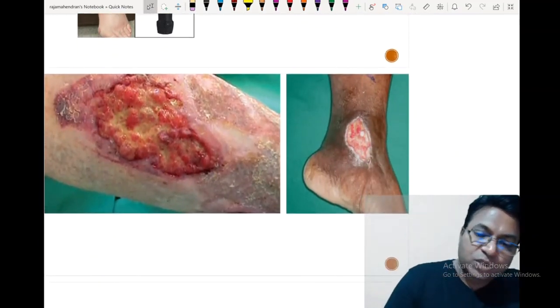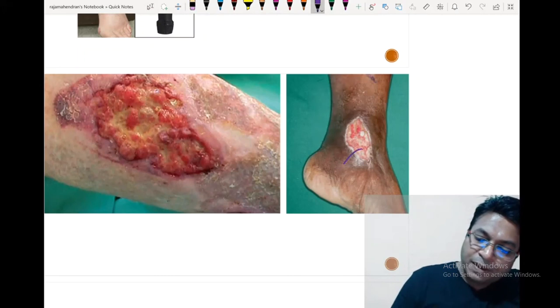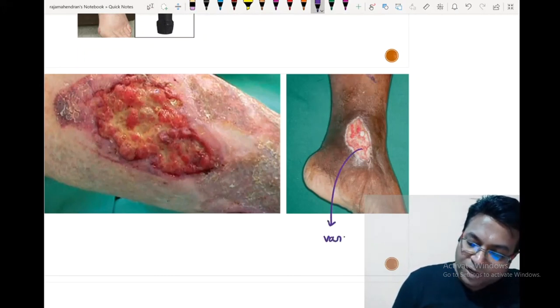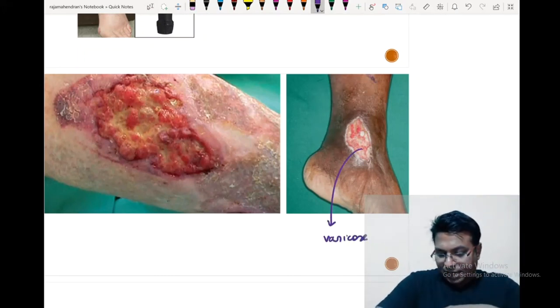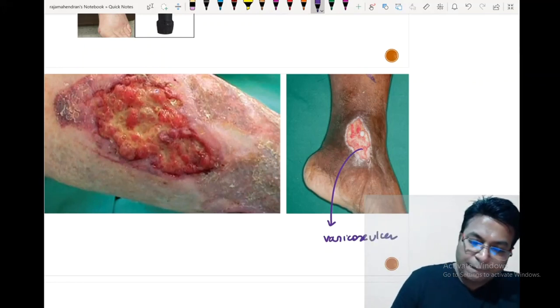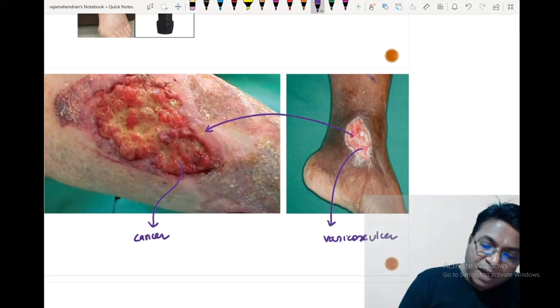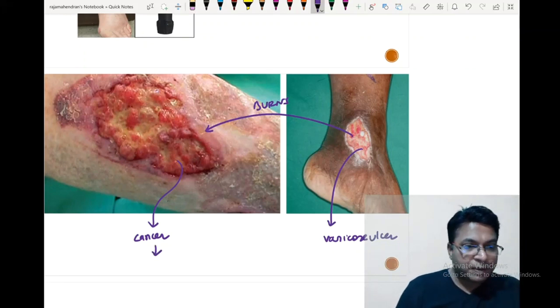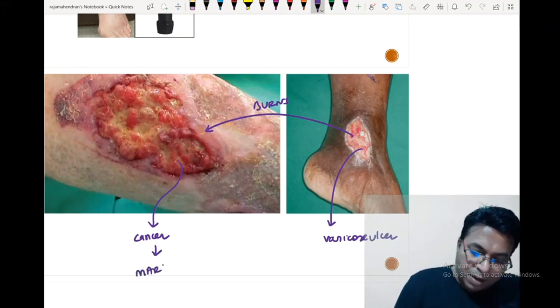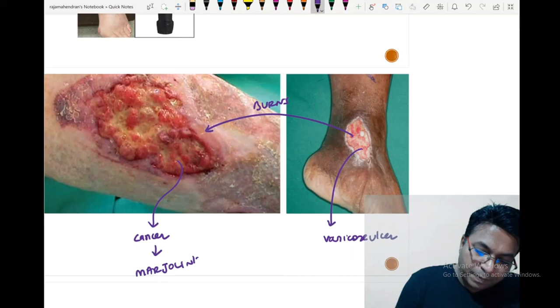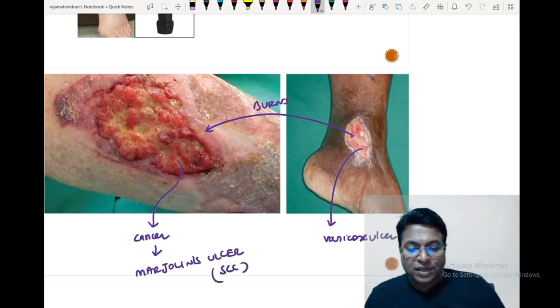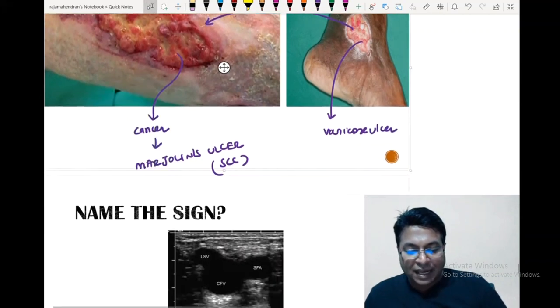So this is a picture showing a varicose ulcer. Please don't forget, this is a picture showing a varicose ulcer. And from this varicose ulcer, a cancer has developed. What is this? That's my question. From this varicose ulcer or a burn scar, a cancer develops. What is this cancer known as? This is Marjolin's ulcer. Marjolin's ulcer is nothing but a squamous cell cancer.